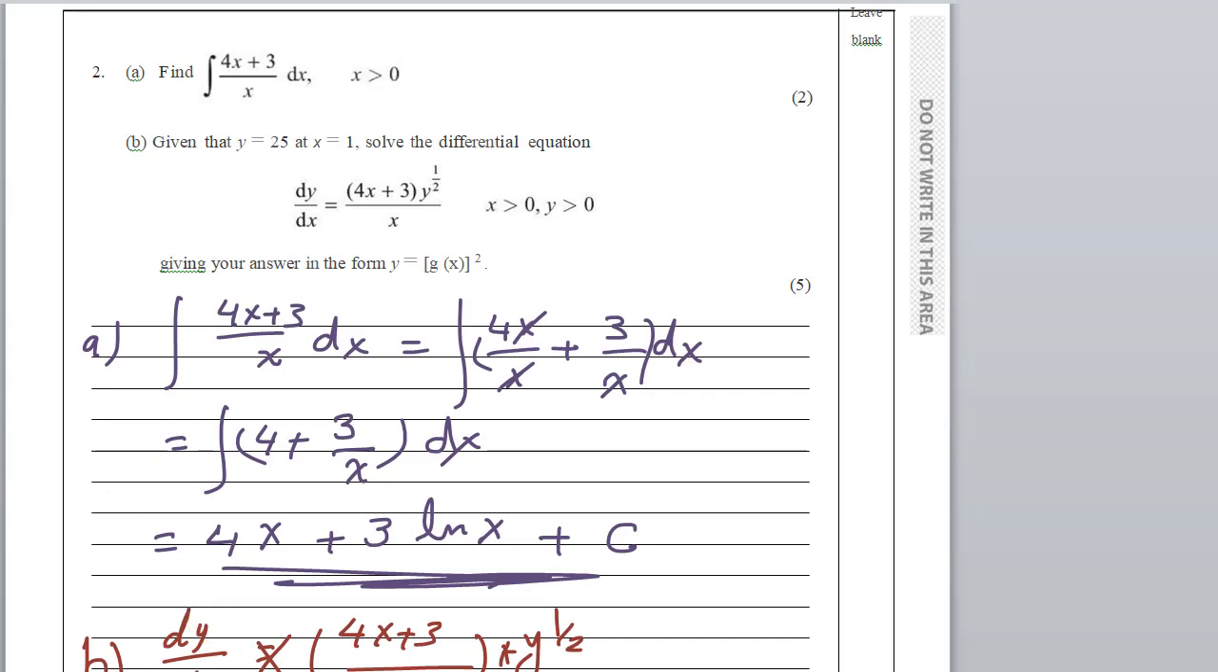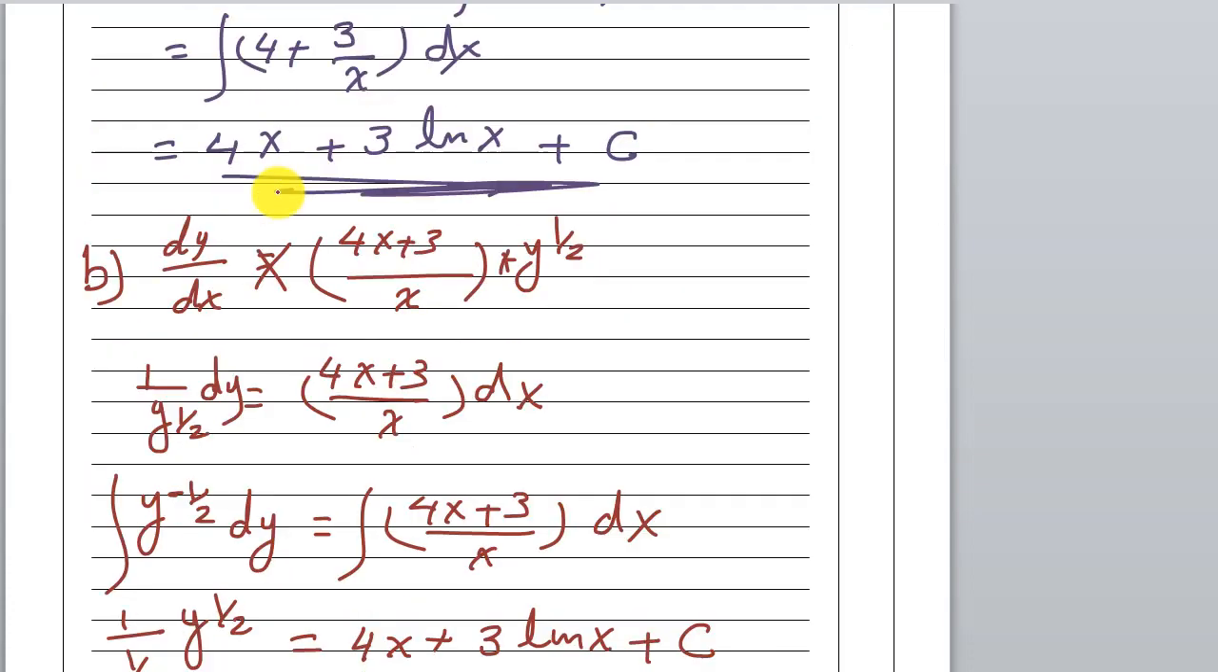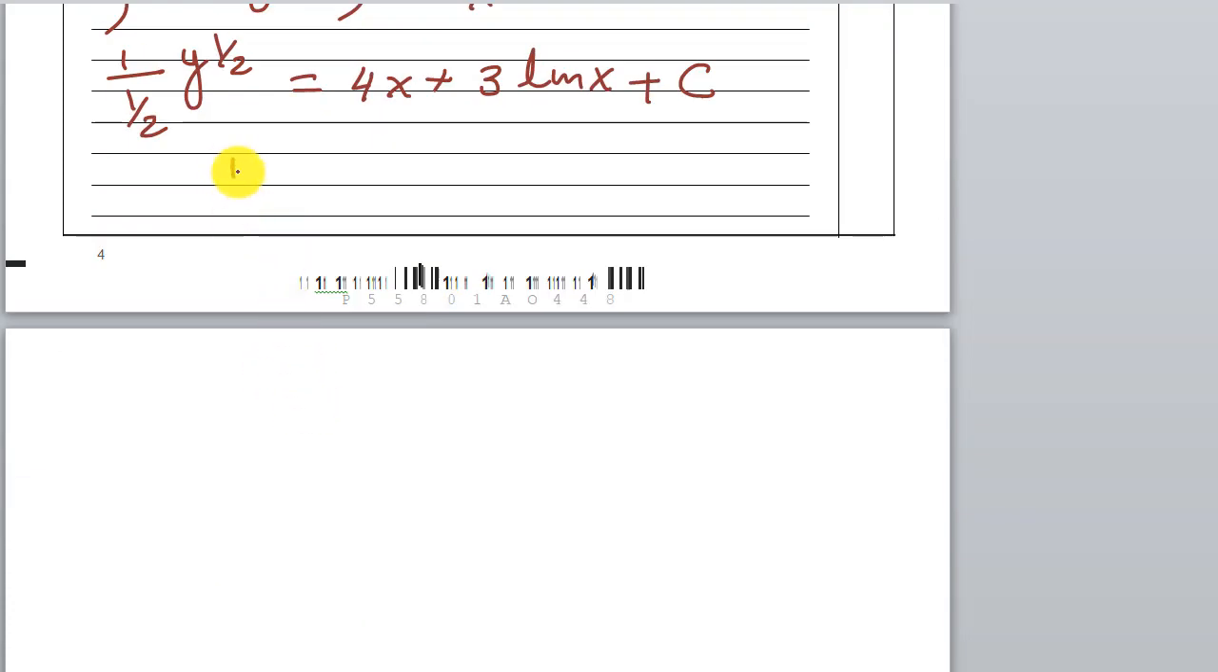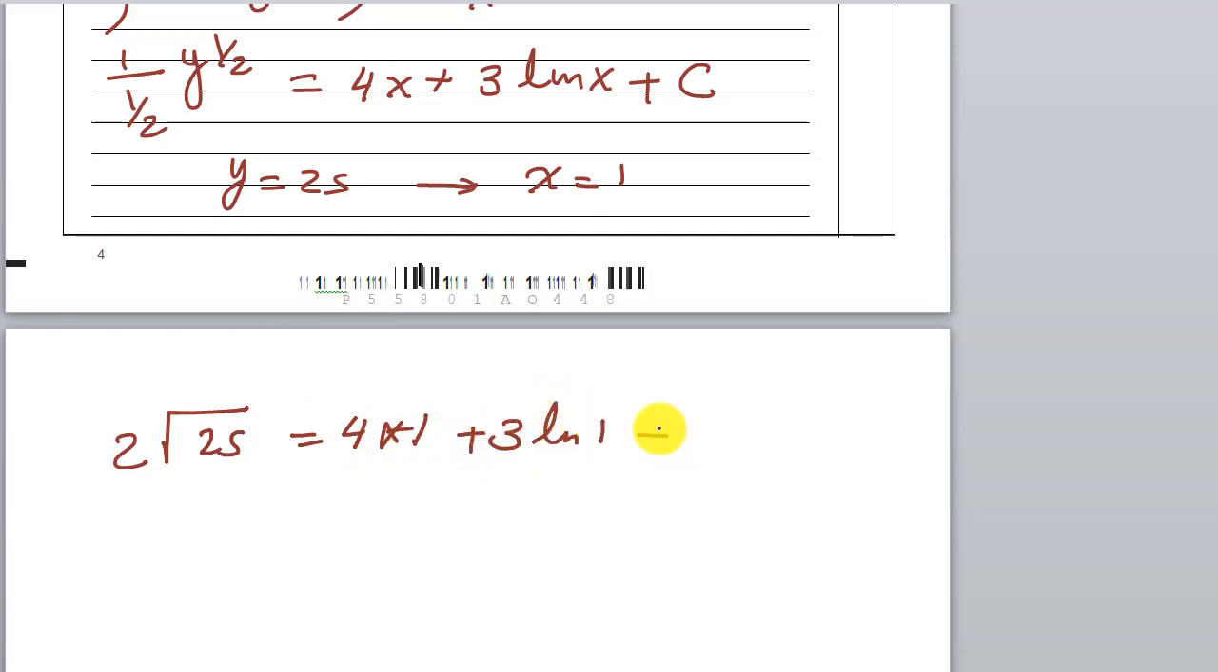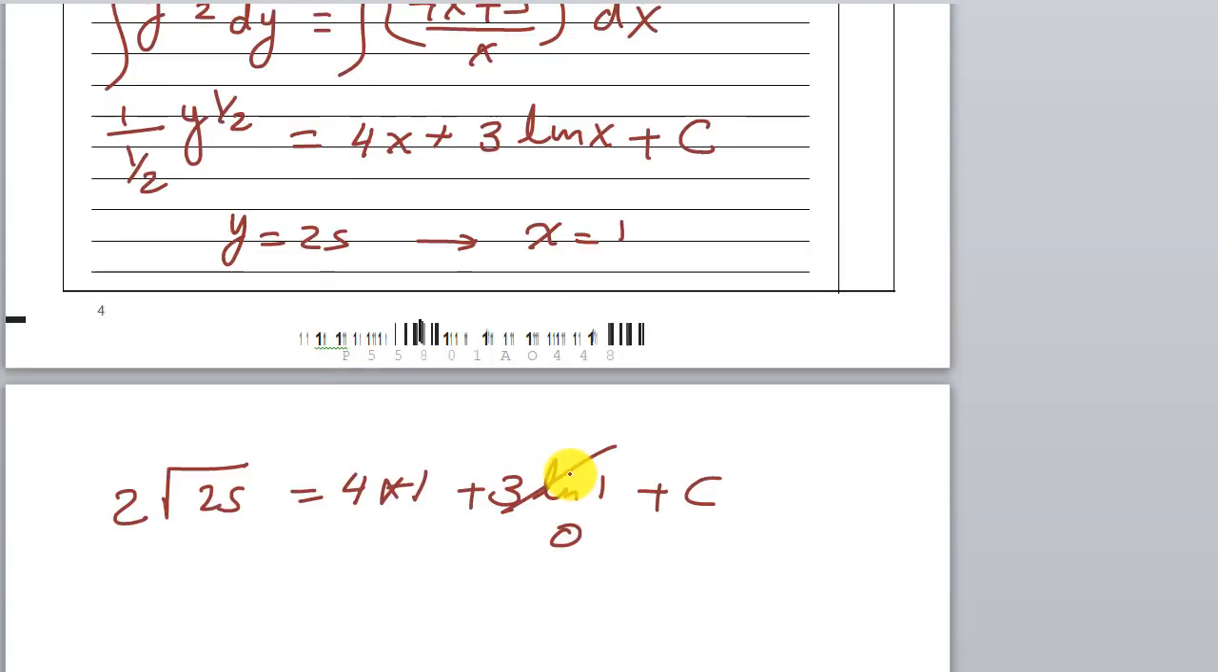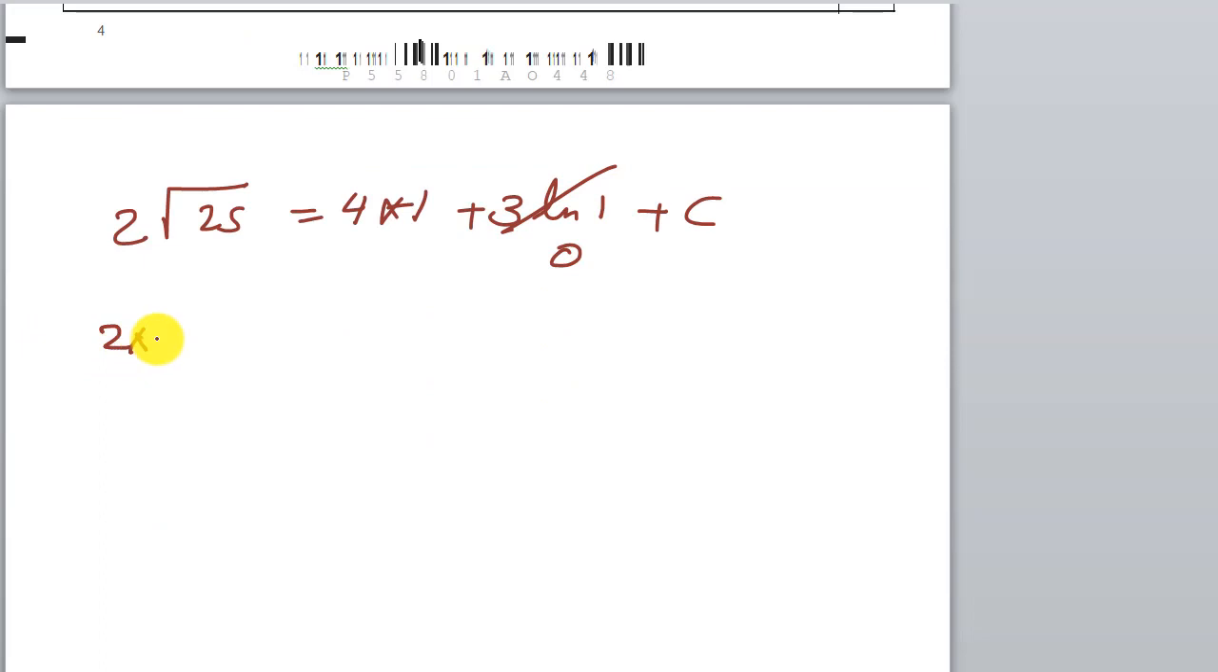Now he gives us the condition y equal to 25 at x equal to 1. So this part, 2 square root of 25, because y to the power half is the square root of 25, equal to 4 multiplied by 1 plus 3 ln 1 plus c. Ln 1 is equal to 0. So 2 multiplied by 5 minus 4 equal to c. So from here c equal to 6.